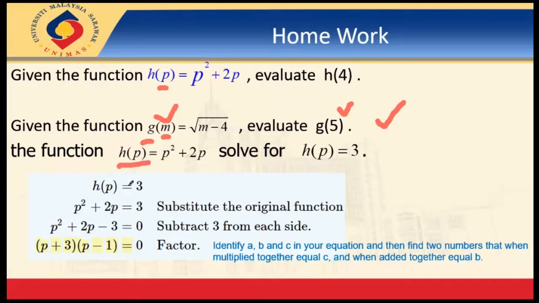h of p is equal to p square plus 2p. Solve for h of p equal to 3. Meaning to say, we will replace h of p by 3: p square plus 2p equal to 3. According to this, h of p equal to 3 means the left hand side of this equation is equal to 3, and the right hand side is p square plus 2p.